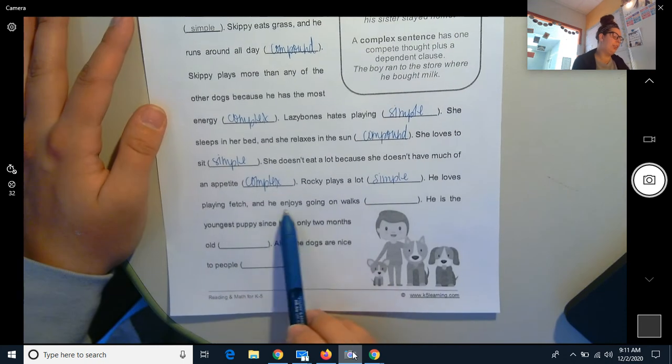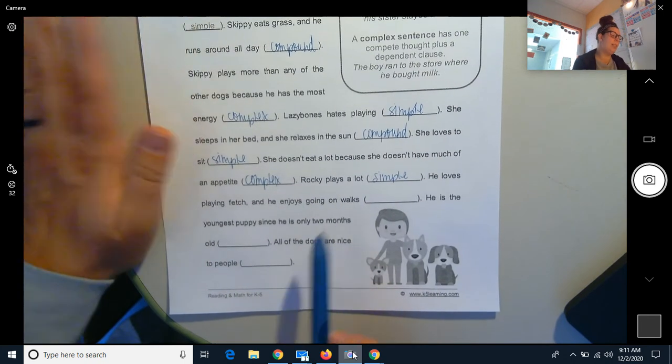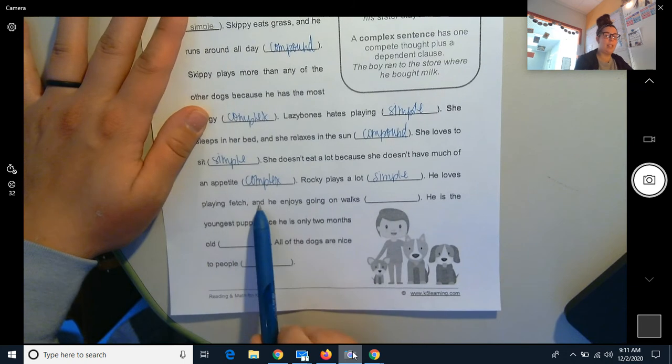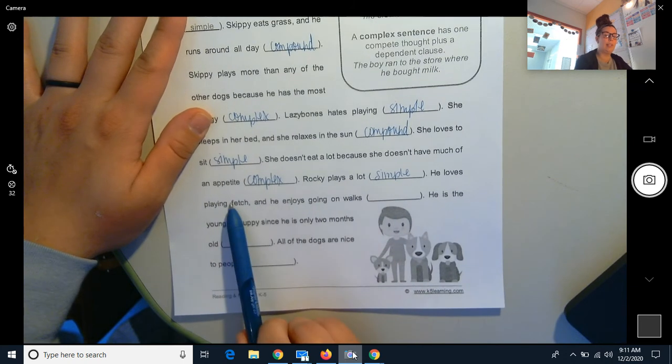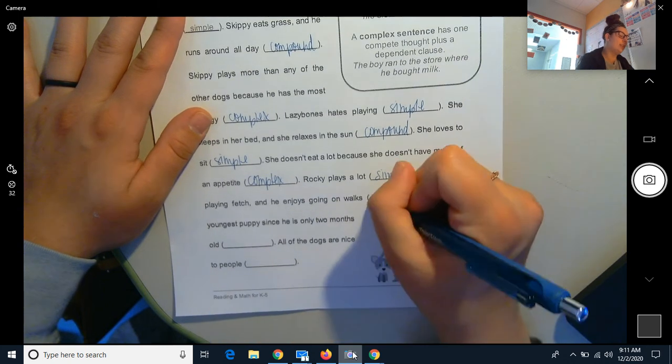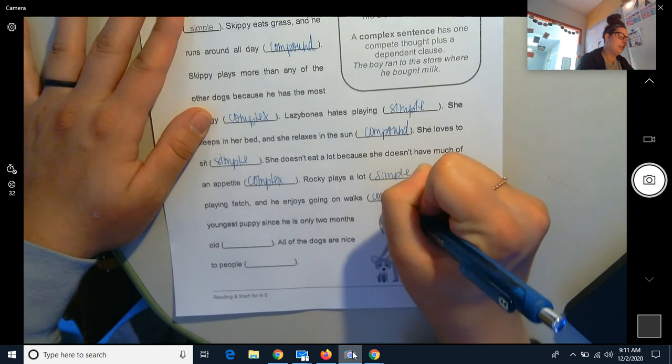He loves playing fetch and he enjoys going on walks. I'm going to finish this up for the sake of time. We see a comma, and he loves playing fetch is a complete thought. He enjoys going on walks is also a complete thought. So this is a compound sentence.